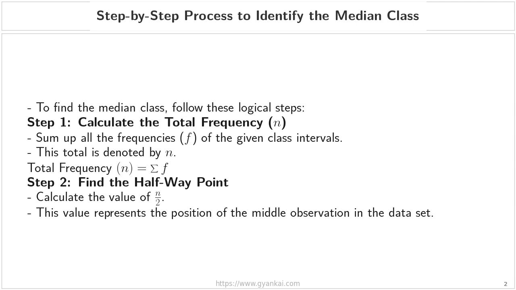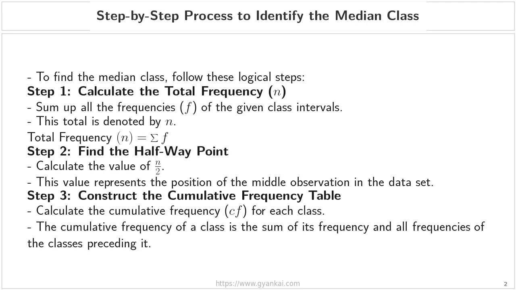Step 2, once you have that total, you need to find the halfway point. You'll do this by calculating N divided by 2. It is very important to remember that this value isn't the median itself, but rather the specific position of the middle observation in your data set.